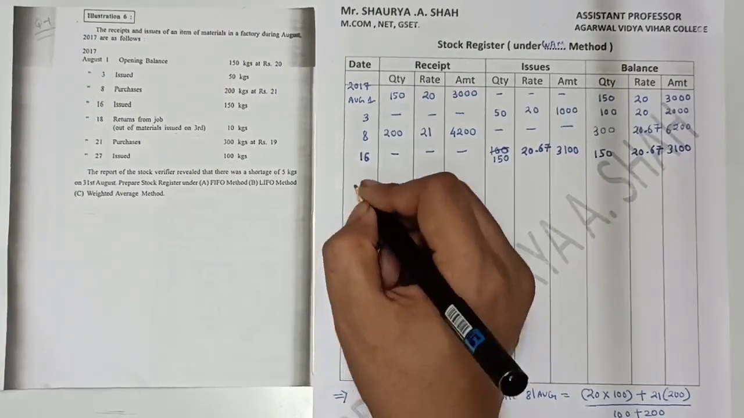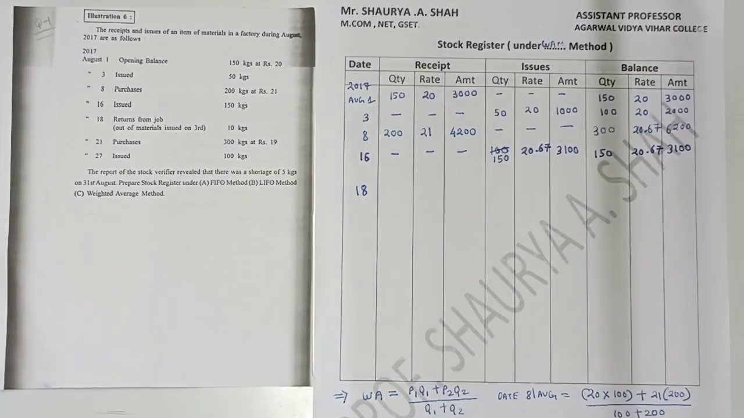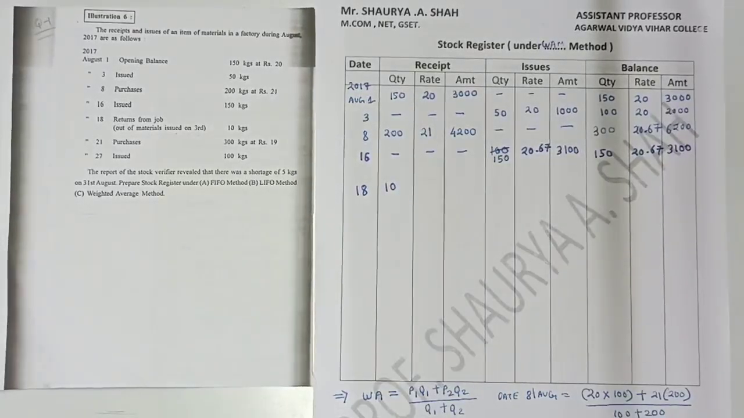Okay, now the next is returns from the job, right? Again, in the last sum also we saw that returns from the job is 10 kg, quantity is 10 kg, right? Now this is from the material which was issued on 3rd of August, right?